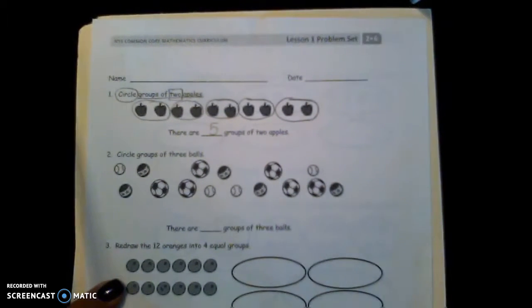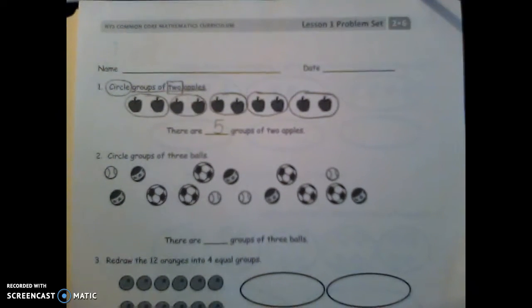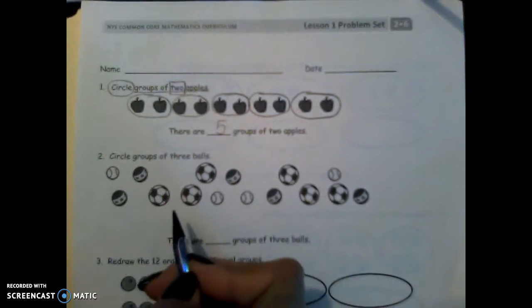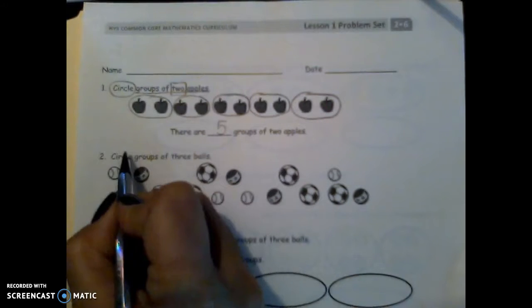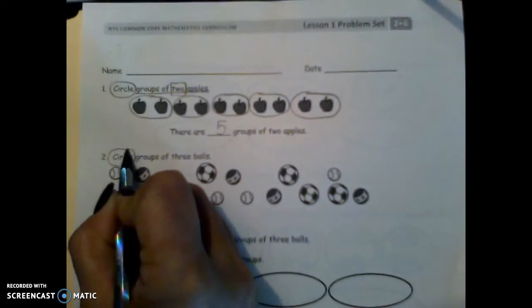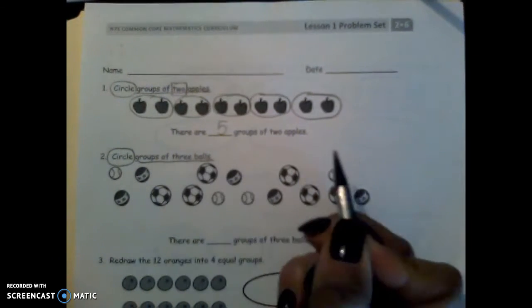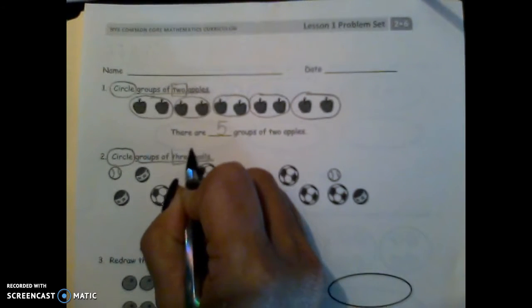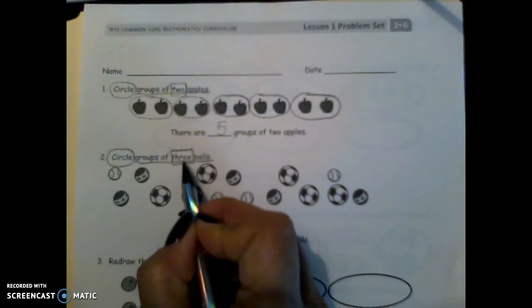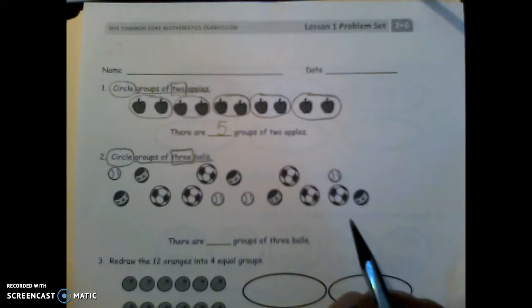Look at problem number 2. Now you need to go and complete number 2 on your own. Before you go, let's look at the directions and analyze those. My verb, circle groups of 3 balls. So I know I'm going to circle, and I'm going to circle groups of 3 balls, and then my number in here is 3. So this tells me that I'm going to circle groups with 3 in a group.